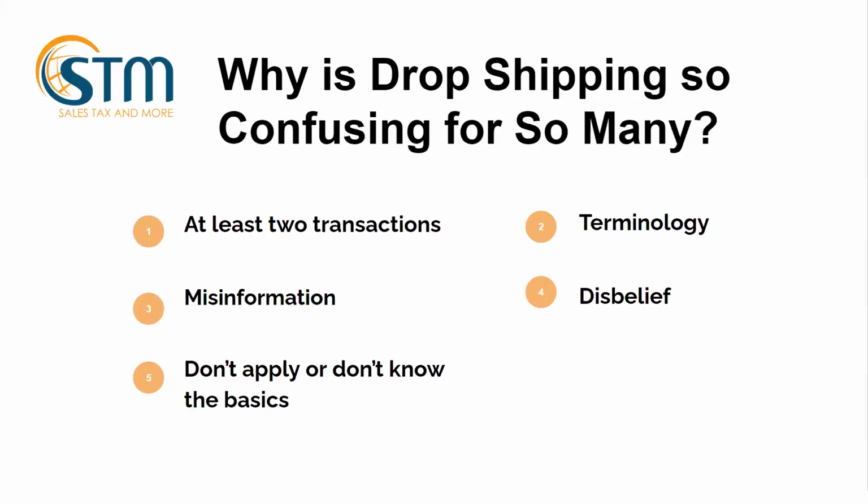So why is drop shipping so confusing for so many out there? For some people, it's not. They got it down. But for most, and some of these people are very smart people and they know a lot about sales tax, but drop shipping becomes very confusing for them. And one of the reasons is it's at least 2 transactions. Sometimes I've been involved where there's been 5 or 6 transactions involved. Someone buying from someone who's buying from someone who's buying from someone. So it's at least 2 transactions, though.